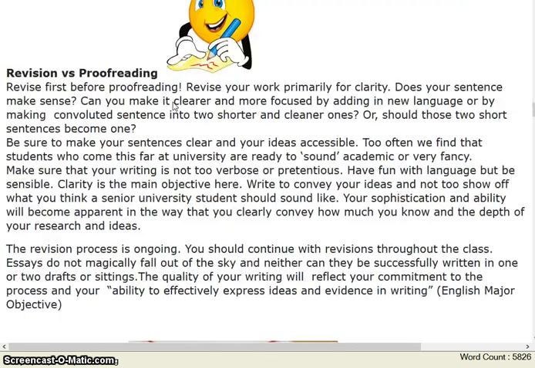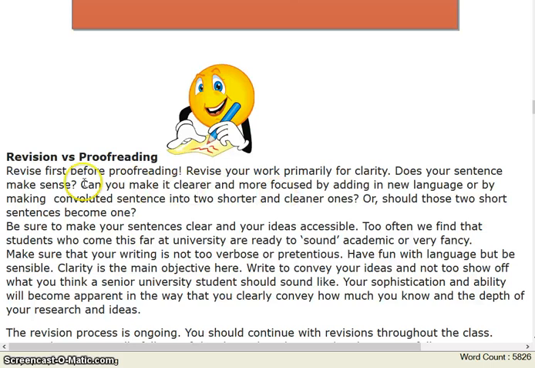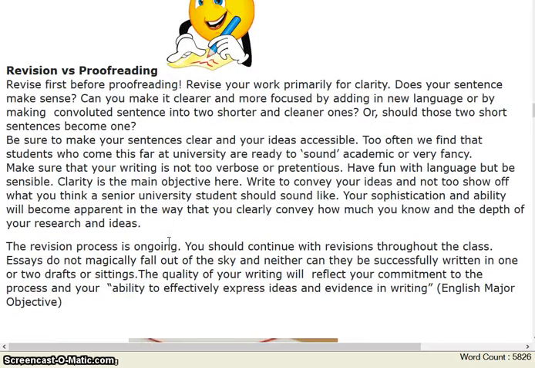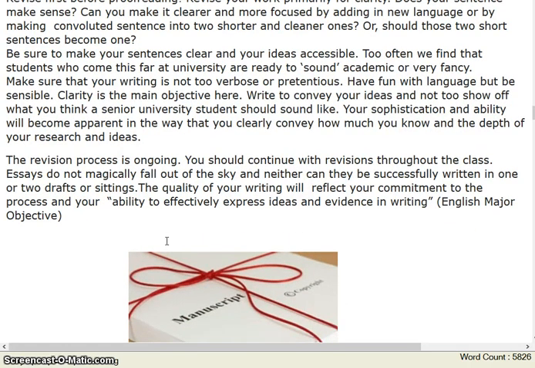So how do we revise a paper? Revise first before proofreading. Revise your work primarily for clarity. Does your sentence make sense? Can you make it clearer and more focused by adding new language or by making a convoluted sentence into a shorter and cleaner one? Or should those two sentences become one? Be sure your sentence structure has variety. Make sure you don't sound too academic or too pretentious, so you got to watch your tone. Make sure you use third-person case. So the revision process is ongoing. You should continue with revision throughout your paper.